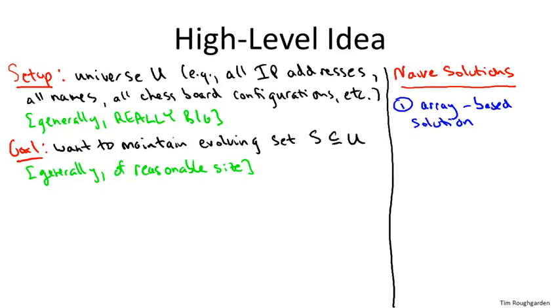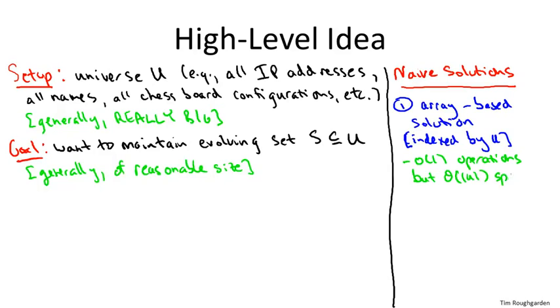So the good news is of course it's an array and it supports fast random access, so you can access any position in constant time. If you have an array-based solution indexed by all the elements of your universe, you can do constant time insert, delete, and lookup. The bad news is the space requirement is proportional to the universe. And again, forget about being unsatisfactory. That's just literally impossible, infeasible in many applications in which you'd use hash tables.